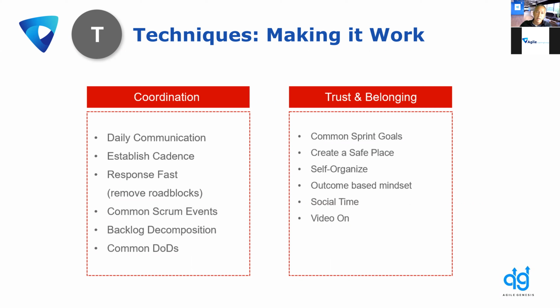Creating a safe place, psychological safety, is a big factor here. We want to allow the team members to fail fast and feel that they are able to do this without repercussion. An outcome mindset.